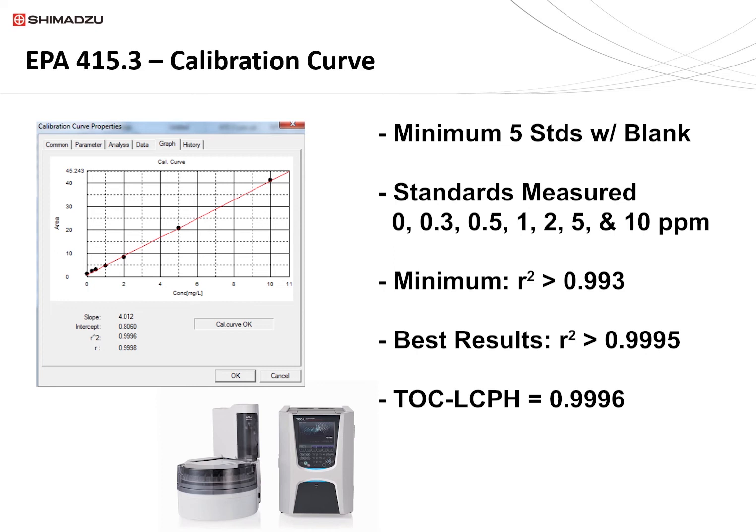The standards were 0, 0.3, 0.5, 1, 2, 5, and 10 ppm, created using a single high 10 ppm standard. According to the method, the minimum coefficient of determination, known as R squared, should be greater than or equal to 0.993, but it is recommended to have above 0.9995 for best results. The R squared here was 0.9996, which is considered under the best results category.